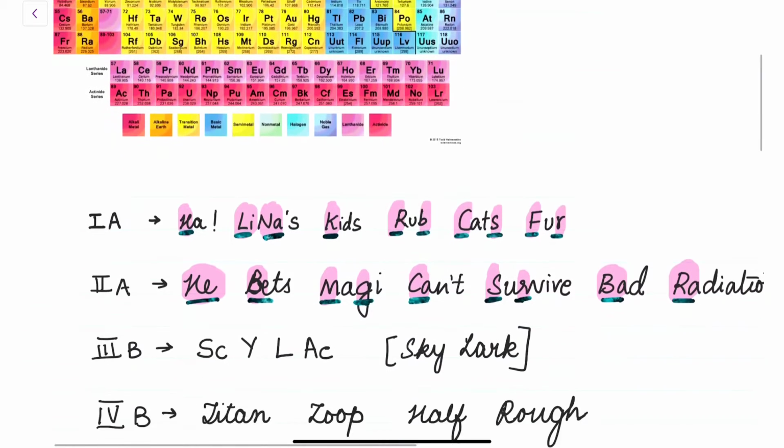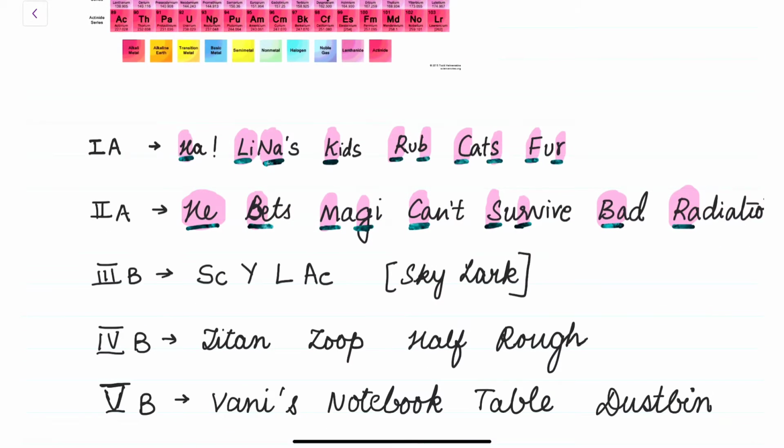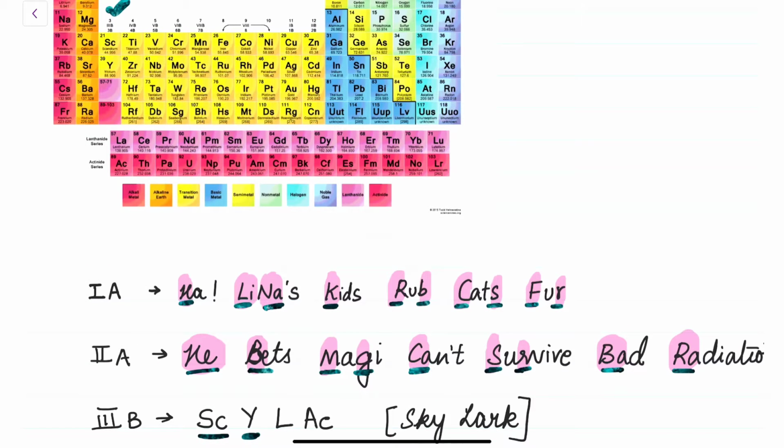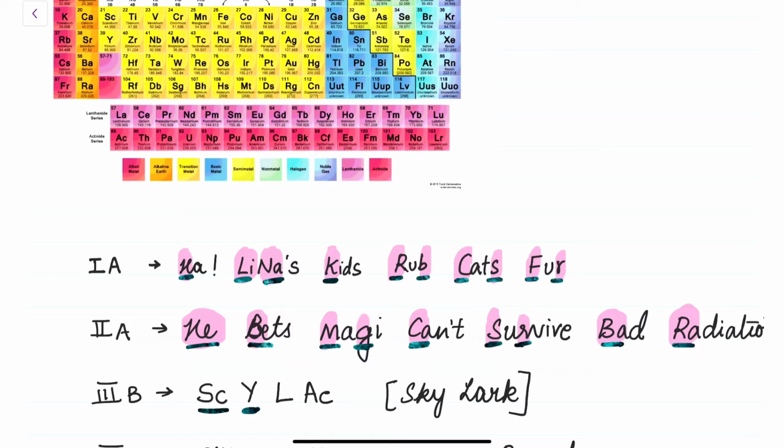Alright, so moving on to the 3B group of elements here. So it is skylark. So you can remember it by skylark. Lark is actually a bird, right? So Sc for scandium, Y for yttrium, and L for lanthanum, and Ac for actinium. So scandium, yttrium, lanthanum, and actinium. So skylark. Okay. So that is for 3B.